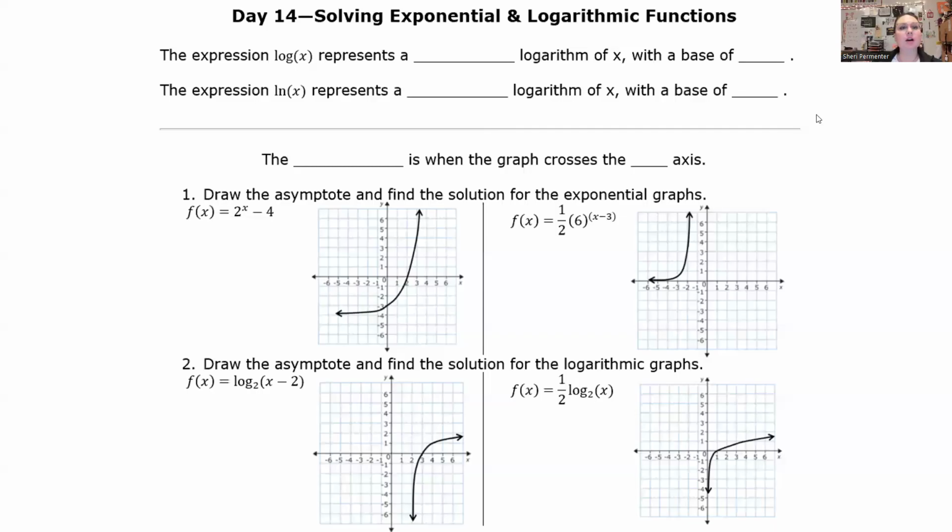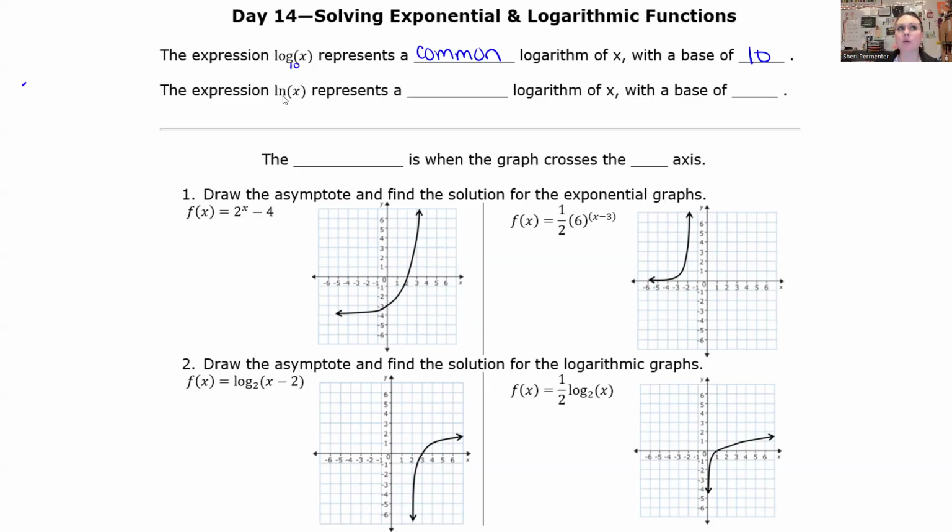So the first part of these notes are a review. The expression log x represents what kind of log and what is the base that's missing? That's correct. It's not normal. Common log. So this is a common log with a base of 10. So a 10 is here if there is no number.